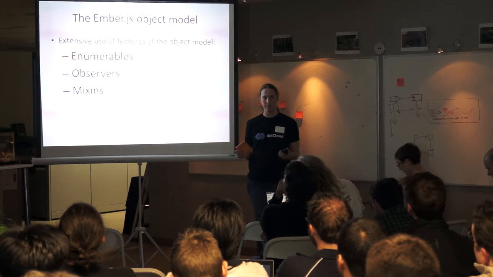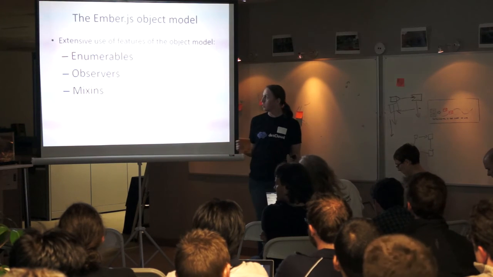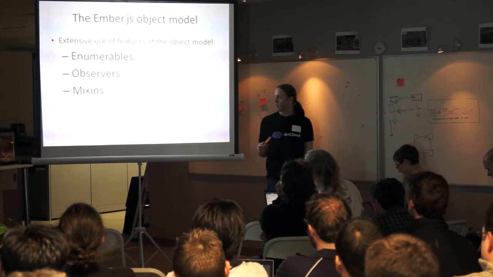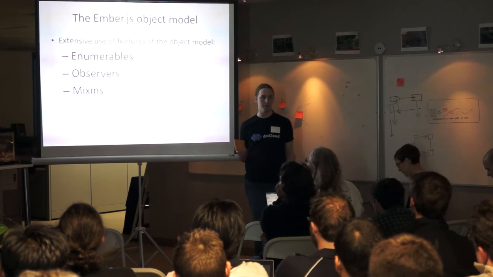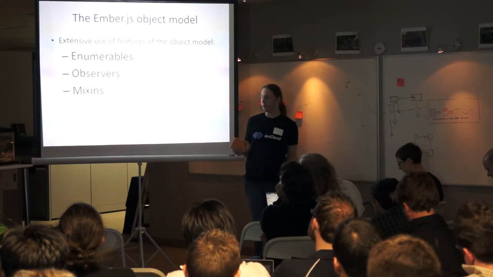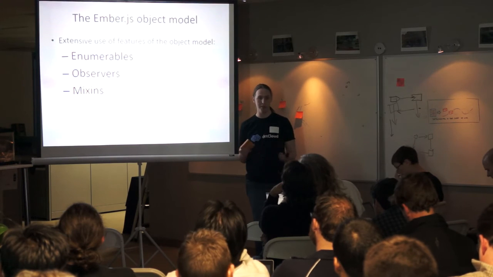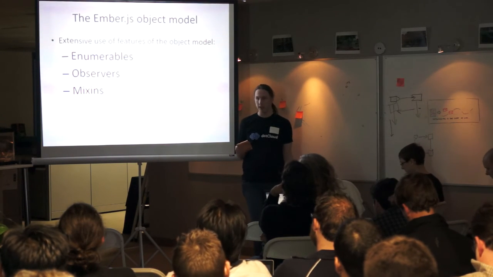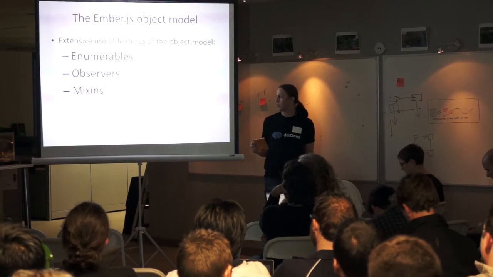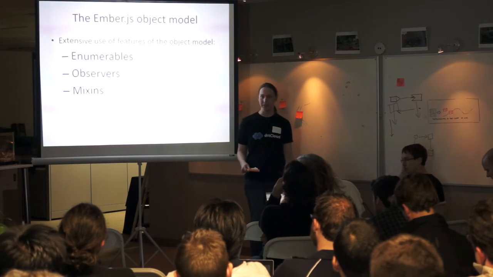The observers, so these are objects that will observe change of properties on Ember objects. So every time a property changes, the observers are alerted, and we use that a lot. And finally, mixins. So mixins are sort of a class. So we apply mixins to a class to add functionality to them. And the idea is, contrary to inheritance, where you specialize a class when you inherit from it, this is really just adding functionality. And you can have multiple mixins applied to the same class, just in the same way you could do multiple inheritance in some languages.